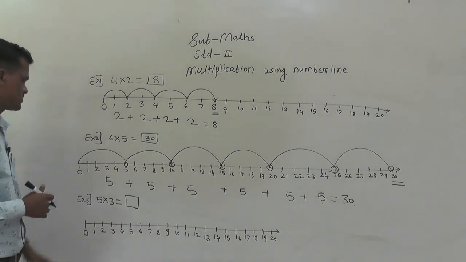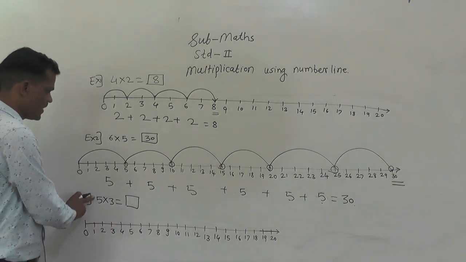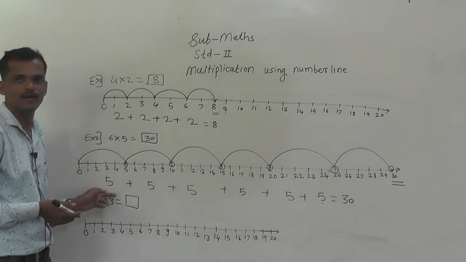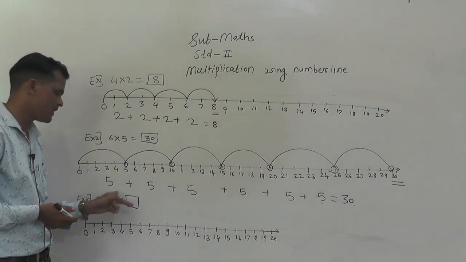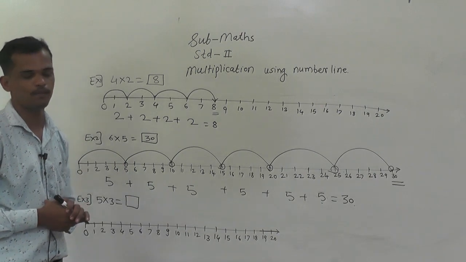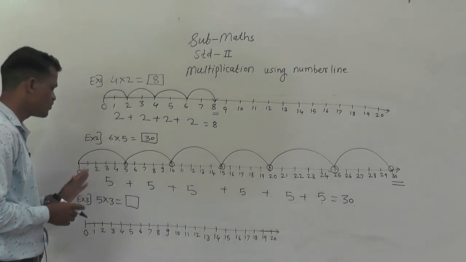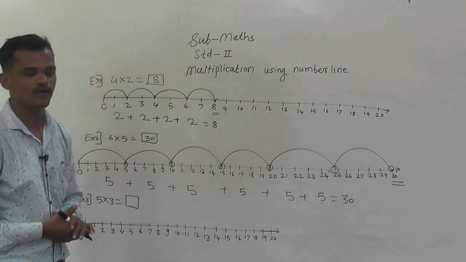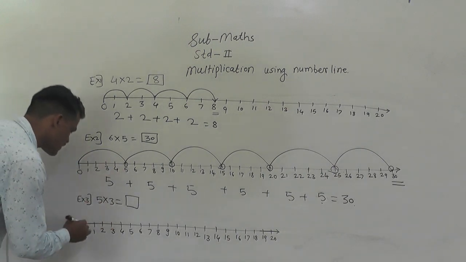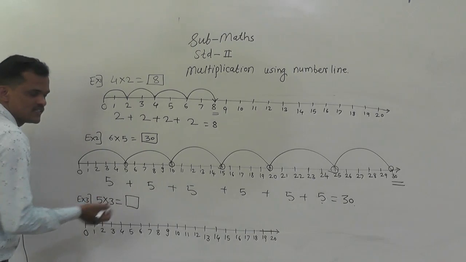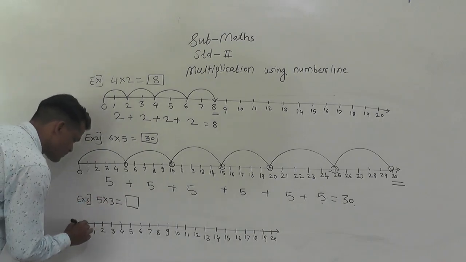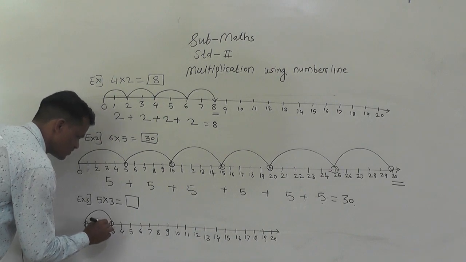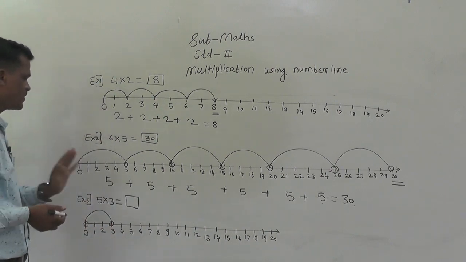Now next example, 5 multiply by 3. Here 5 is the multiplicand, 3 is the multiplier, and we have to find out the product. So here you have to add 3 five times. Start from 0 and go 3 steps ahead. Start from 0, 1, 2, 3. You have to add 3 five times.